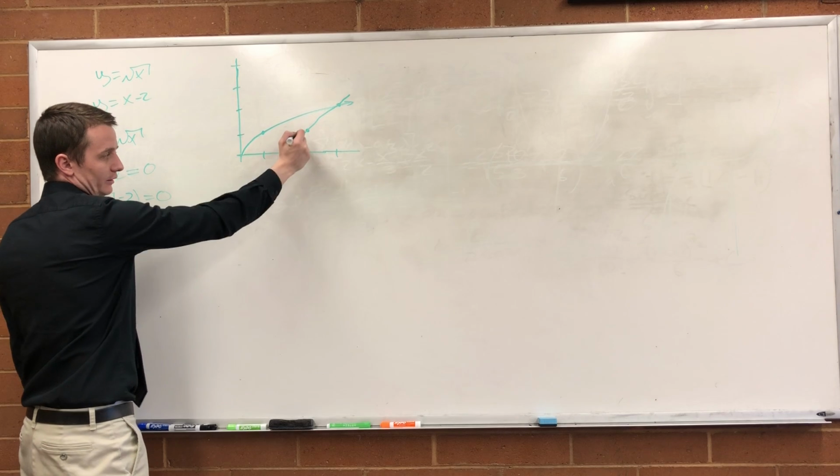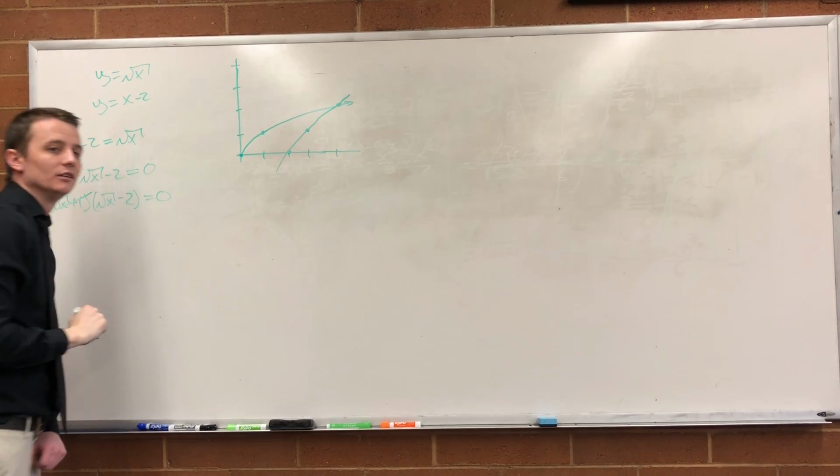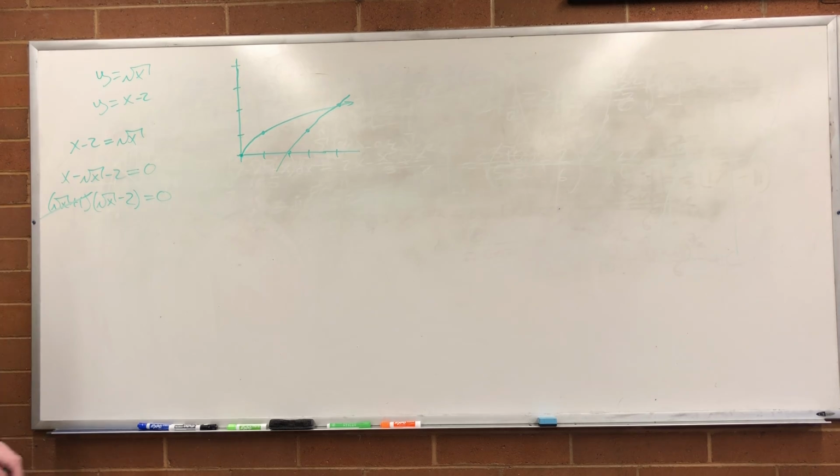Which means, by the way, that these don't intersect again. They only intersect once. The square root function just starts right here. You can't take the square root of negative numbers.